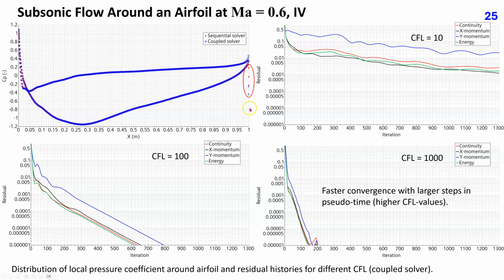The other three plots show residual histories of the coupled solver and different time steps in pseudotime, here expressed via the CFL number 10, 100, and 1000. In this subsonic flow, all variables vary smoothly and one can use large time steps. 4 times fewer iterations are needed if the CFL number is increased from 100 to 1000, meaning a 10 times larger time step.